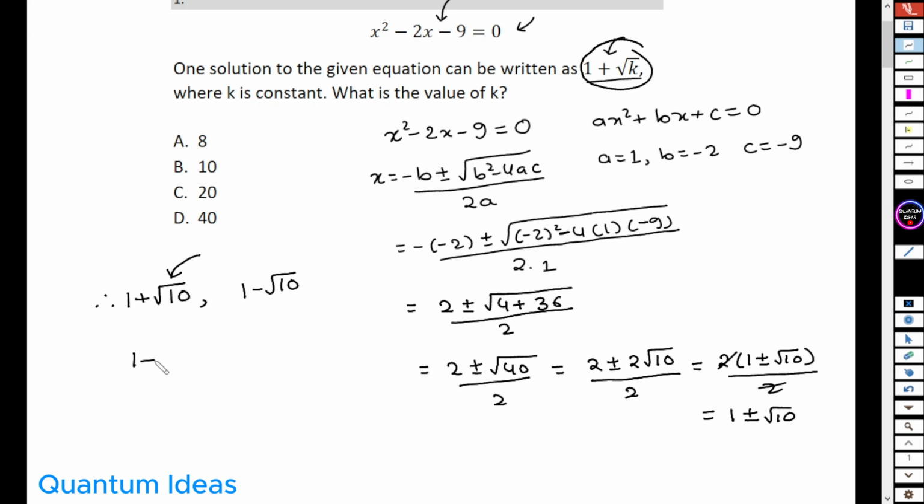So we can write 1 plus root k equals 1 plus root 10. So 1 will cancel out and root k will equal root 10. If you square both sides, you will get the value of k as 10. So your answer is 10. Okay, so check that option B is correct. Okay, let's move to the next problem.